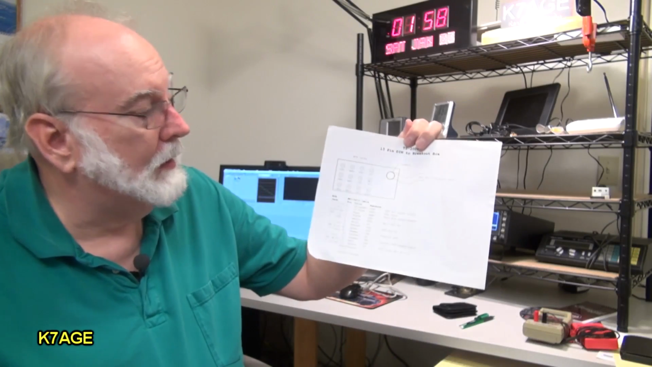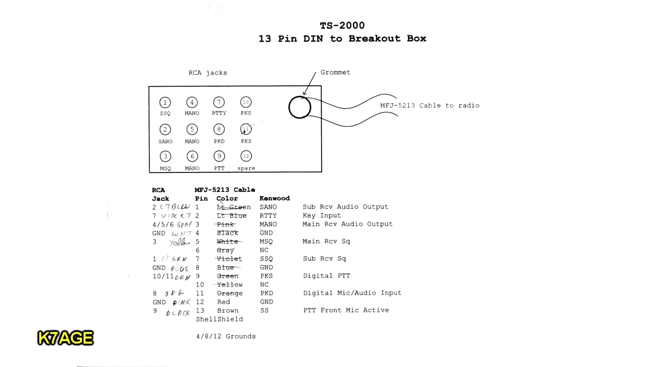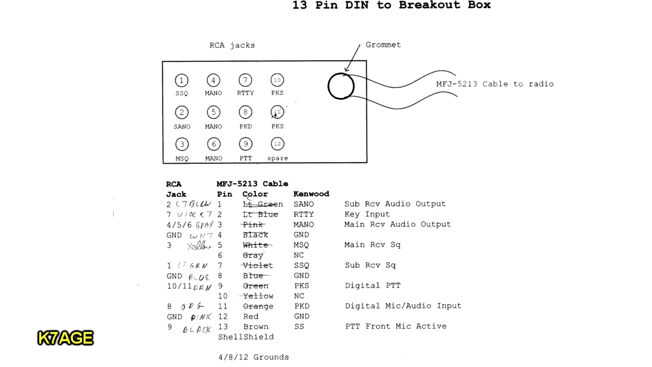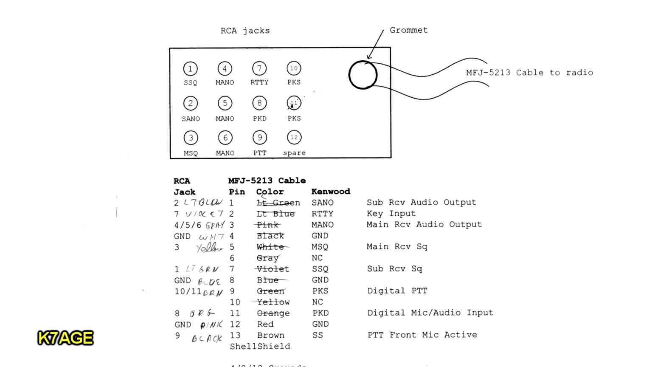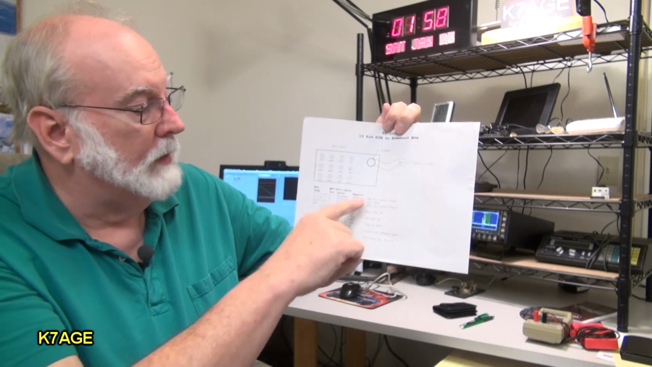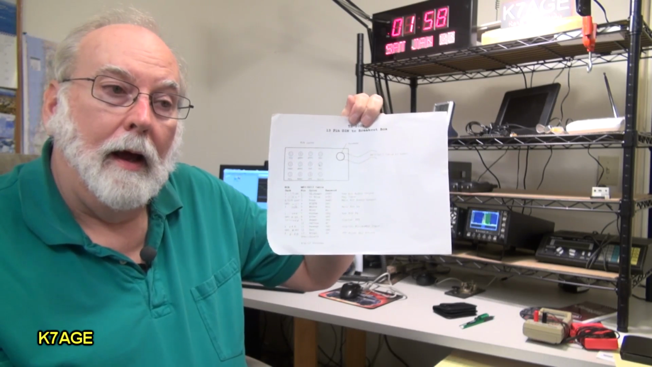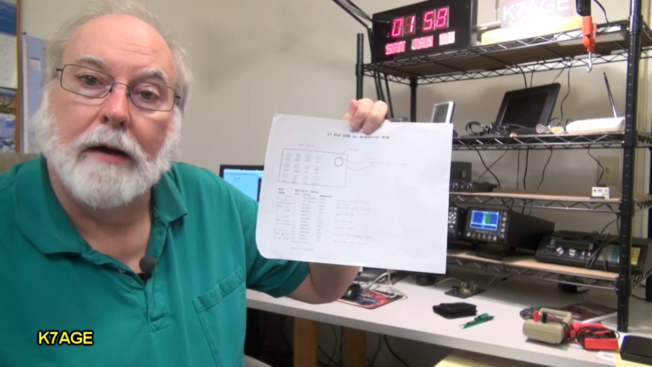So here's the drawing of what the breakout box is. I show the box with all the connectors. I've labeled them and numbered them 1 through 12, I guess it is. And show the cable goes off to the radio. And here I show the color of the wire, the pin, and what function the wire has. Now, you see a lot of pencil marks on here.